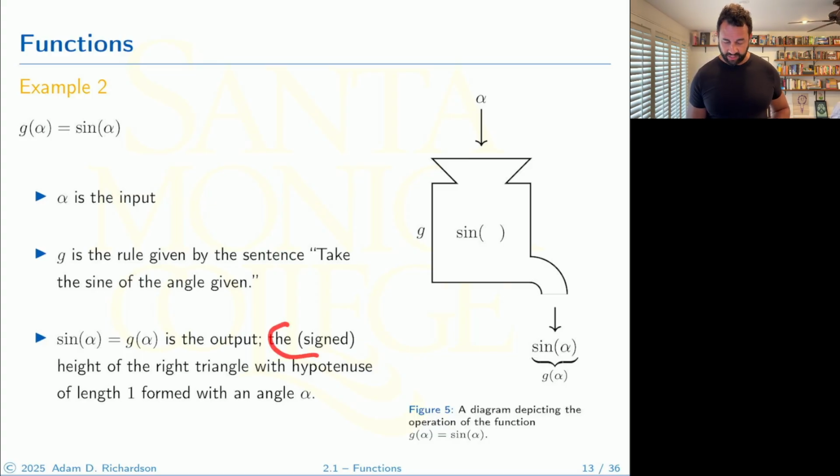And so it's giving you the signed height of a right triangle with a hypotenuse of length 1 formed with an angle alpha. Now, that might be a little extra complicated. No worries. We're going to see that in chapter 6. We got time before we get to that, okay? But this is why it's important to get comfortable with this kind of notation. There's an input, there's a rule, and there's an output. All right? Input, function, output.